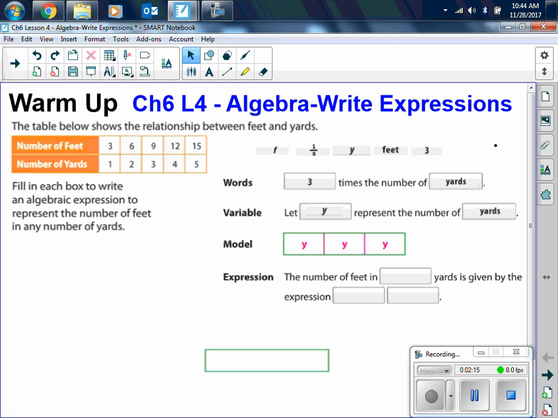So here, the number in y yards, okay, is given by multiplying 3 times y. 3 times y. That's going to give us how many feet are in there.